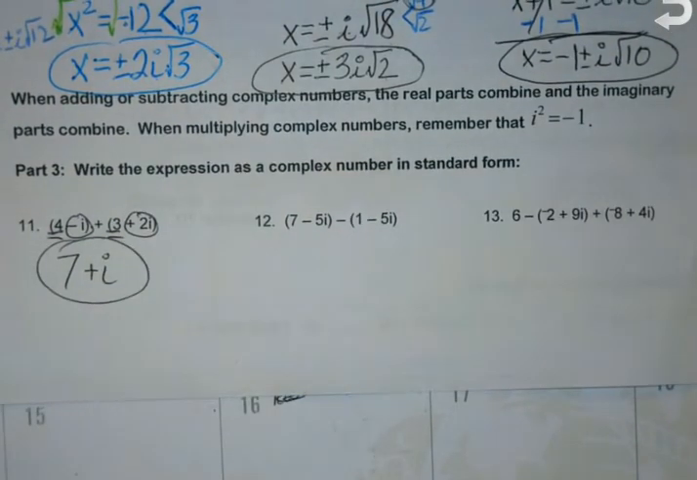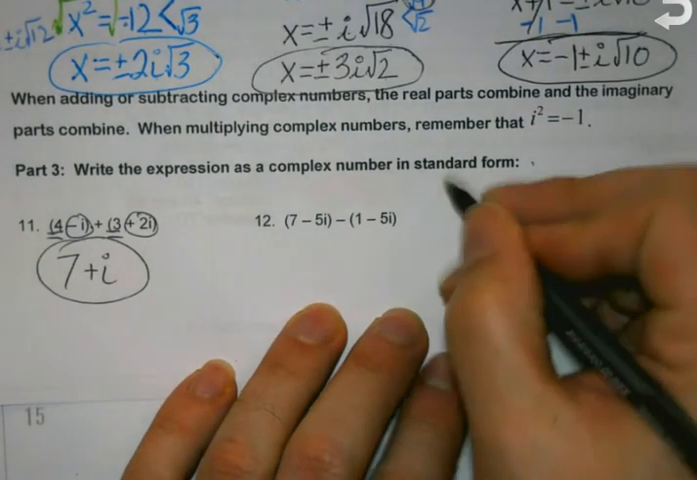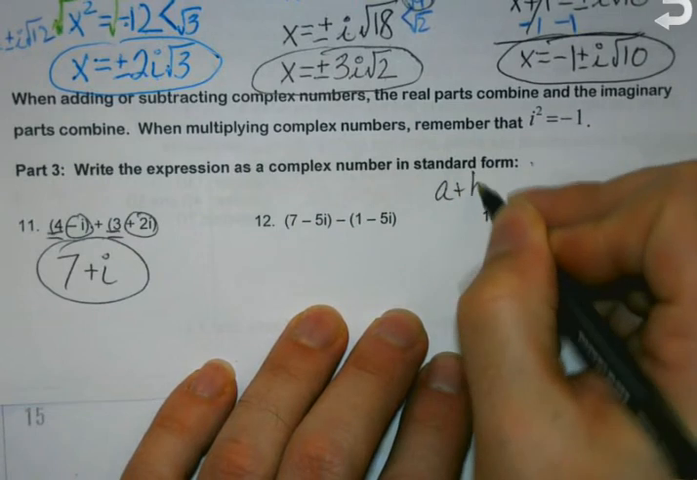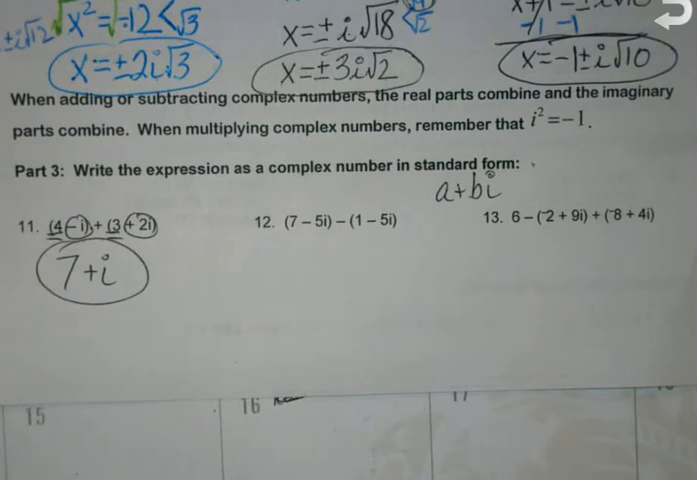Now some of you are going to say, can I put i plus 7? You could, but when we talk about putting something in standard form, it is my constant term, my plain old number, plus whatever I have. So this is the correct form, the way you're seeing it in number 11, and the way we're going to see it for the rest of these.